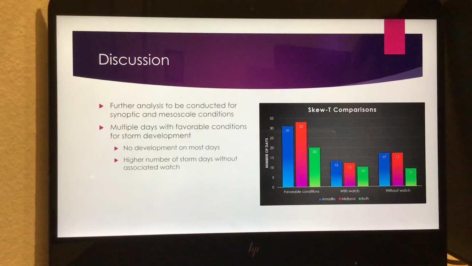And there were multiple days with favorable conditions for storm development. However, like I said, no development was initiated on most days, and there was a higher number of storm days without an associated watch or convective outlook. Also, I plan on looking at synoptic and mesoscale conditions to see why this occurred, and I'll take a deeper dive into the skew-Ts to look at the lifted condensation levels as well.